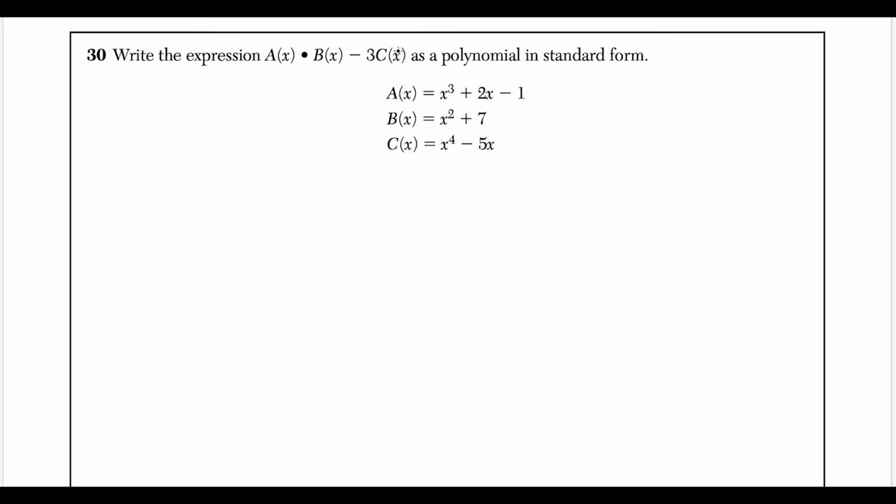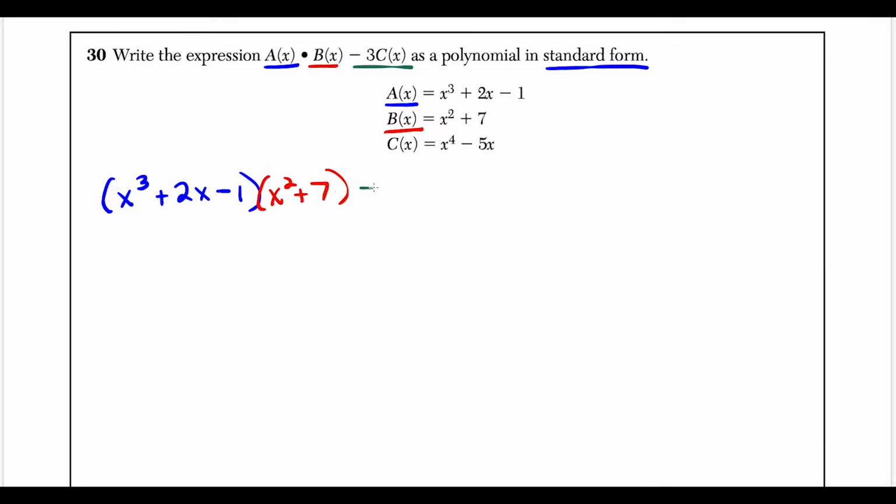Question 30, we're writing this expression as a polynomial in standard form. So we have a of x times b of x first. So I'm going to write in a of x, that's x to the third plus 2x minus 1, and we're multiplying by b of x, and b of x is x squared plus 7. So this is the first part here, and then we have minus 3 times c of x. We have minus 3 times x to the 4 minus 5x like this. So now we just have to multiply this out. Just remember, we are multiplying before we subtract anything. We're using order of operations here.